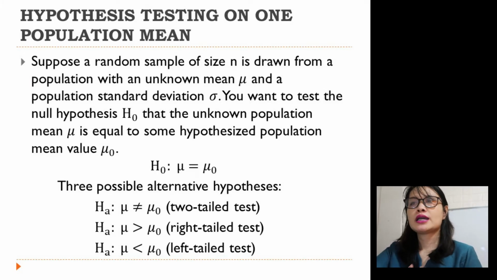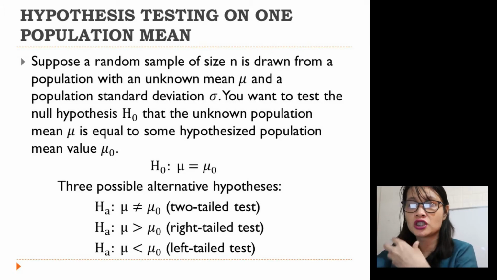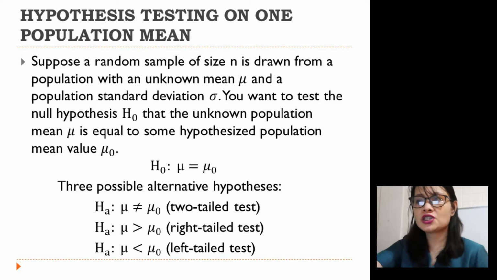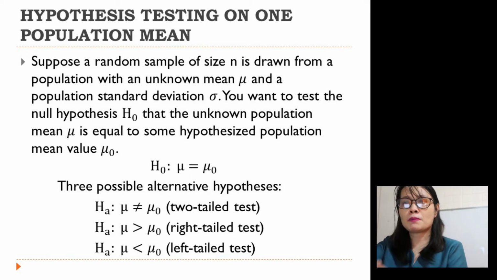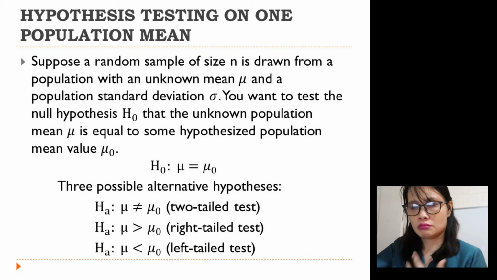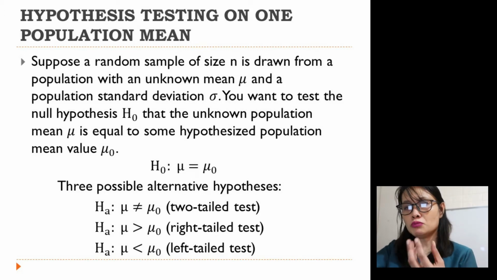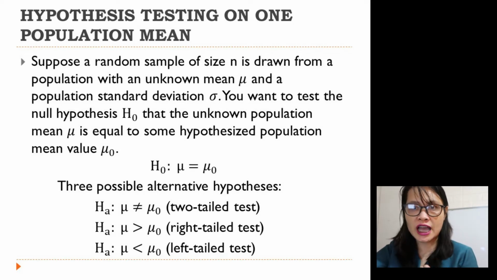Suppose a random sample of size n is drawn from a population with unknown population mean and a population standard deviation, which is sigma. You want to test the null hypothesis H sub O that the unknown population mean mu is equal to some hypothesized population mean value, which is mu sub O. So your null hypothesis will be mu equals mu sub O. When we say mu sub O, you are referring to the hypothesized population.